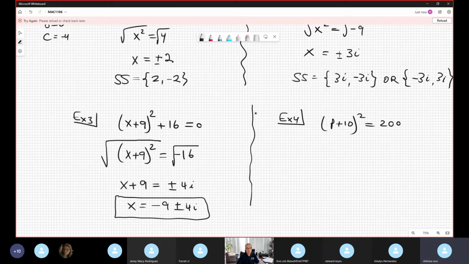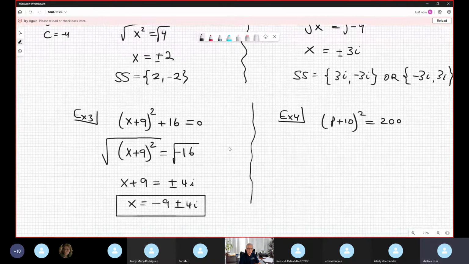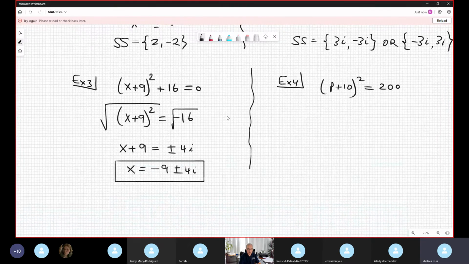Again, we have two solutions. By the way, this always happens in the quadratic equation when the solution is complex. The complex solutions come as a pair of conjugates. Suppose you write the solution set: negative 9 plus 4i, comma, negative 9 minus 4i. Two solutions, and they are conjugates of each other. Because the imaginary part is positive in one and negative in the other, I don't care. The same real part.